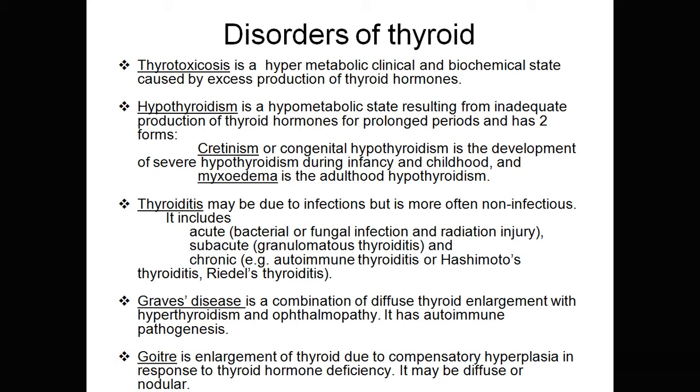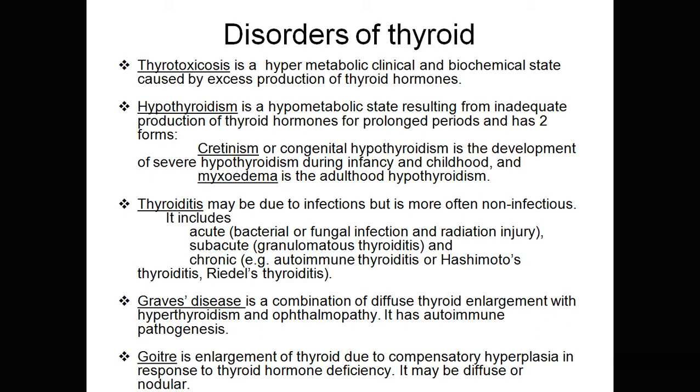So first of all, what are the different names? Thyrotoxicosis is a hypermetabolic clinical and biochemical state which is caused by the excessive production of the thyroid hormone. So thyrotoxicosis is a hyperthyroidism condition. Hyperthyroid condition means that there is an excessive production of the thyroid hormone.